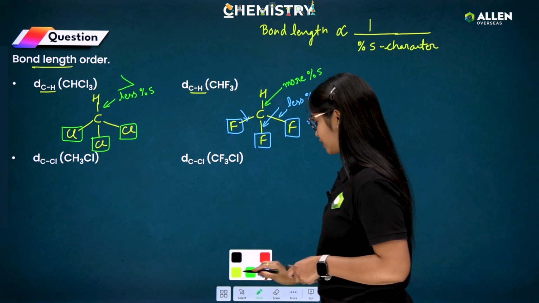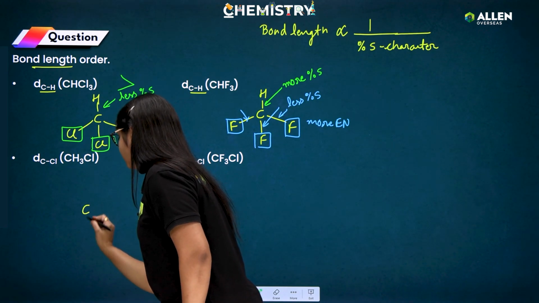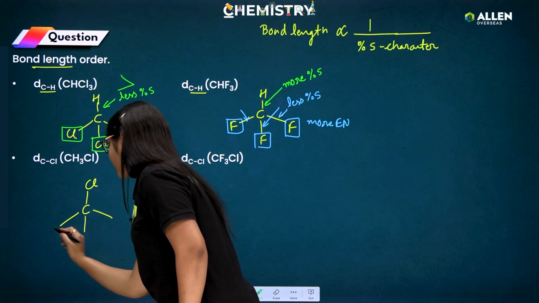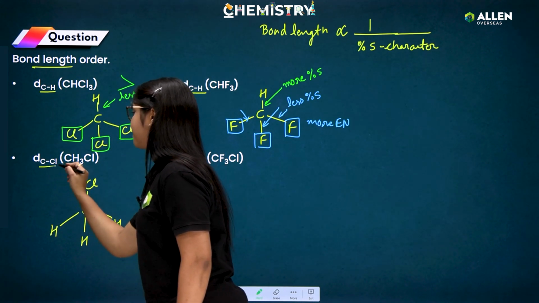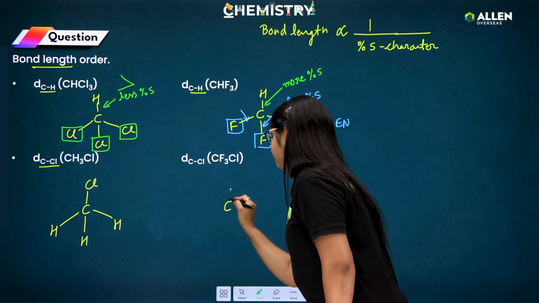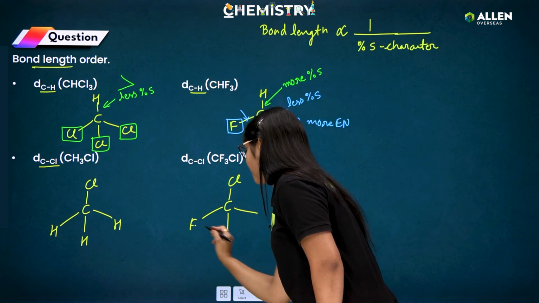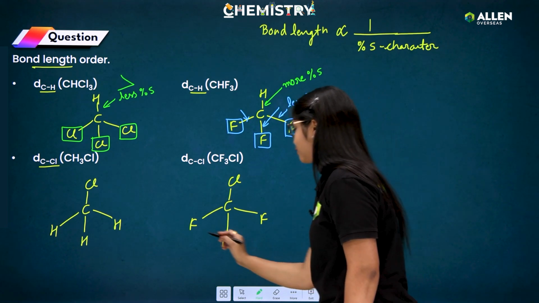Similarly, let's solve one more question. Here you have CH3Cl, so the CCl bond. Now we have 3 hydrogens on carbon. Here we have to compare the CCl bond length, okay? And here, CCl. Now in place of hydrogens you have fluorine. So the same concept will be applied here also.